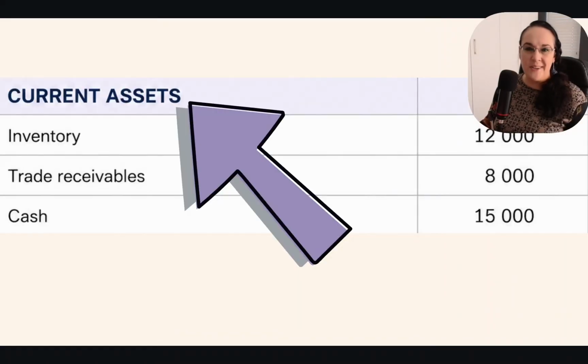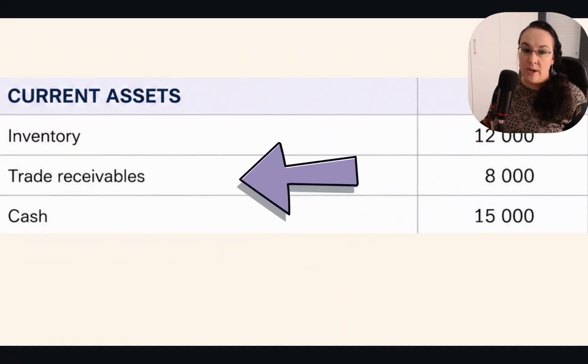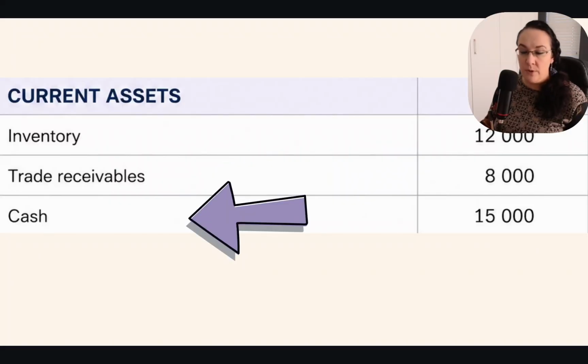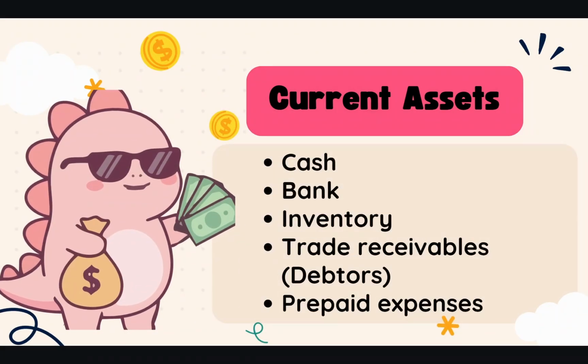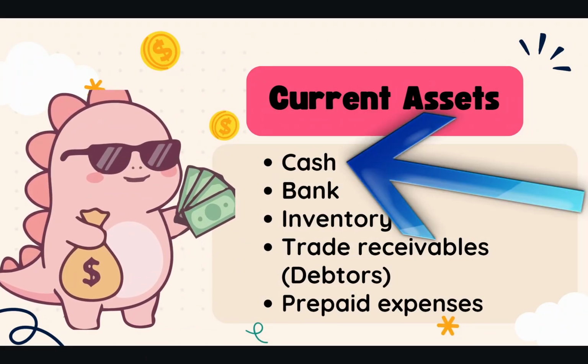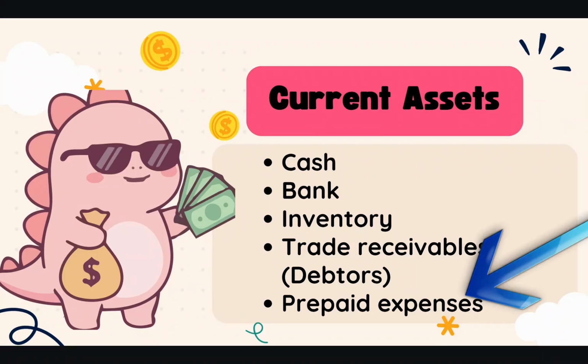We are going to need the current assets section from the statement of financial position. Typically, we will find current assets such as inventory and trade receivables and cash, to mention a few. Now, what are current assets? These are assets a business expects to convert into cash, sell, or use up within the next 12 months, such as cash, inventory, and trade receivables. So let's have a look at a list of current assets. We have cash, bank, inventory or stock, trade receivables, also known as debtors, people who owe the business money, and prepaid expenses, expenses that we've paid in advance.